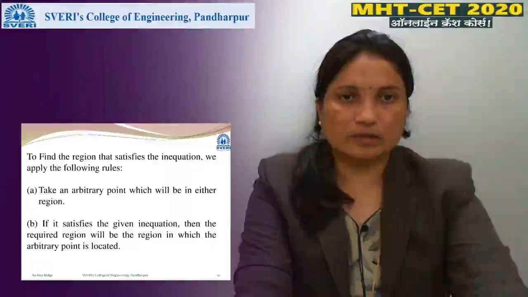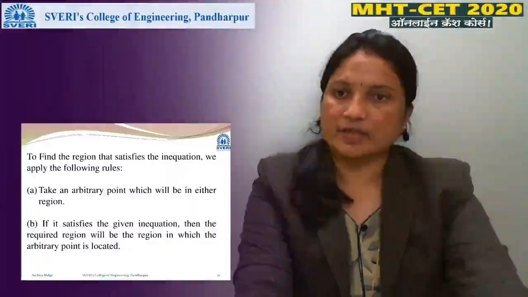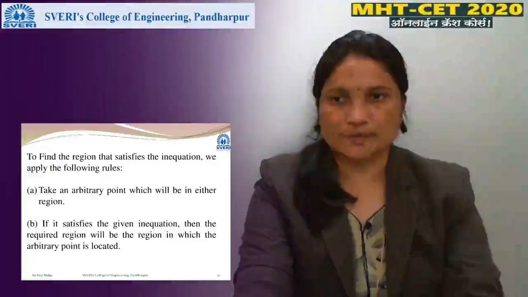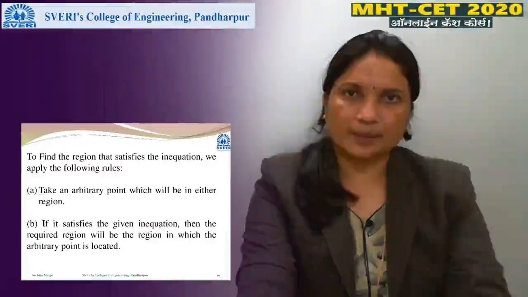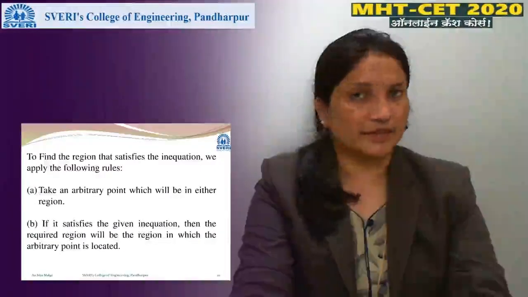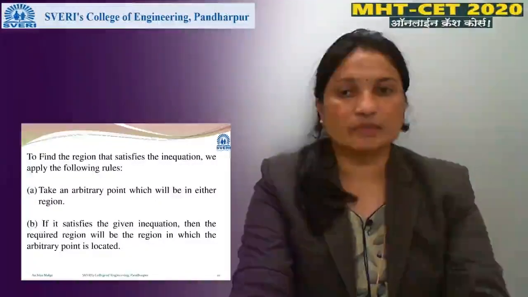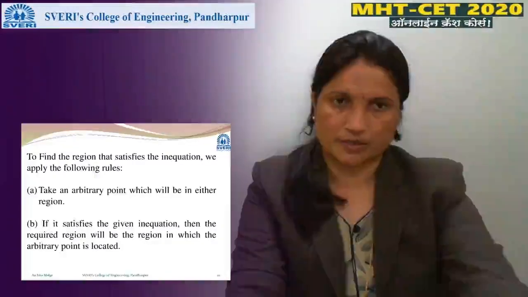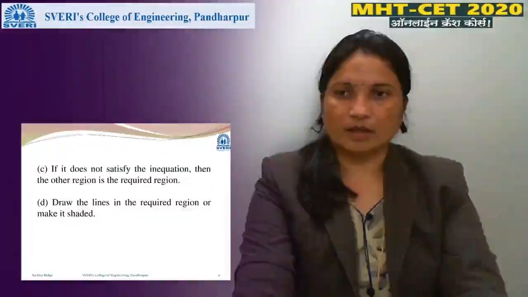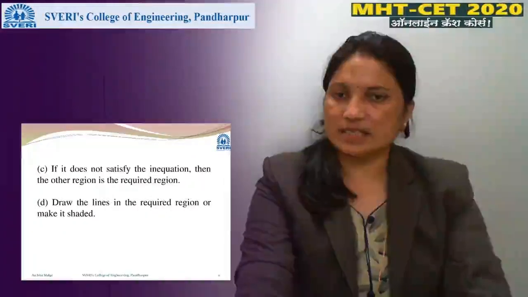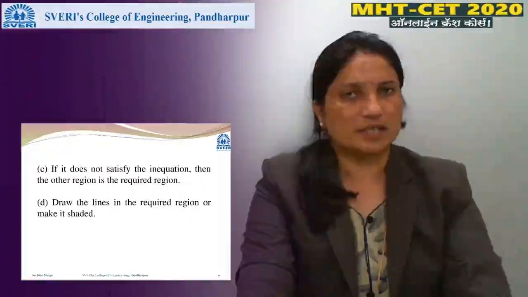To find the region that satisfies the inequations, we apply the following rules. First, take an arbitrary point which lies in either region. If it satisfies the given inequation, then the required region will be the region in which the arbitrary point is located. Next, if it does not satisfy the inequation, then the other region is the required region. Then draw lines in the required region or make it shaded.